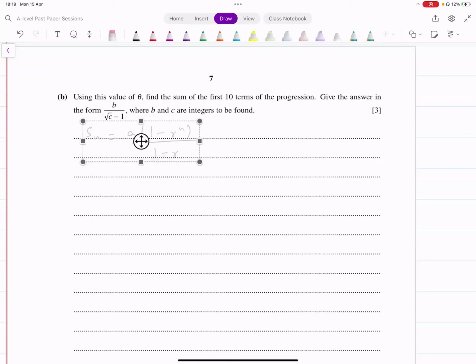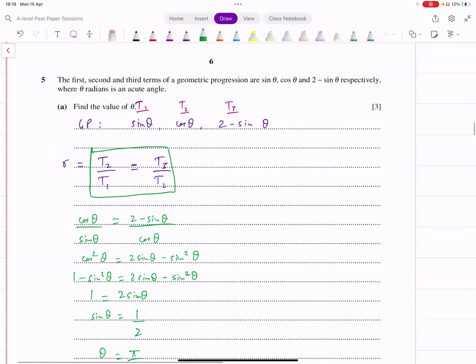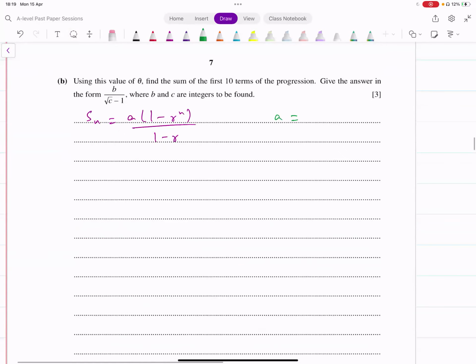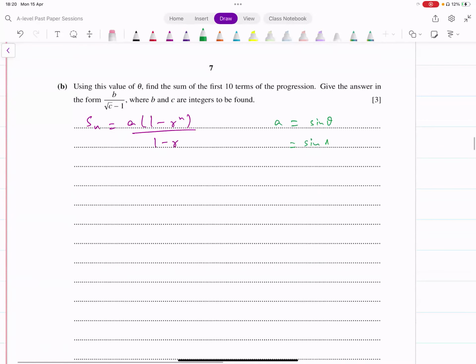What about a and r? A is the first term. What's the first term? The first term is sine of theta. Let's write that down here. Sine theta, we know the value of sine now. So we can say it's sine of pi over 6. We know the value of theta. Theta is pi over 6. So it's sine of pi over 6. Sine of pi over 6 gives us 1/2. So the first term is 1/2.